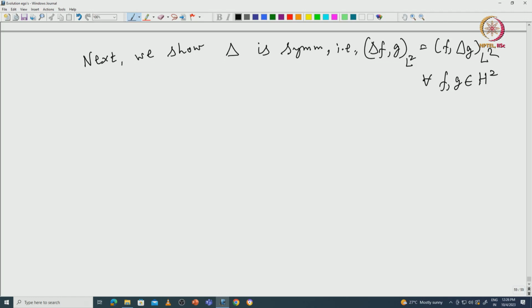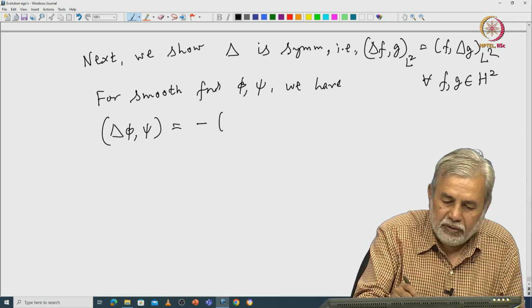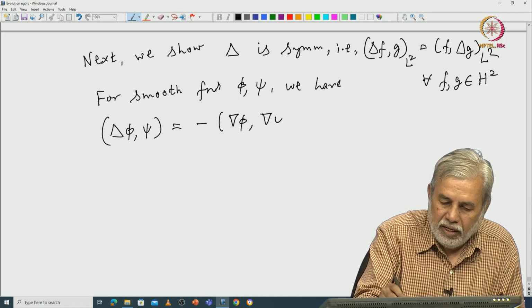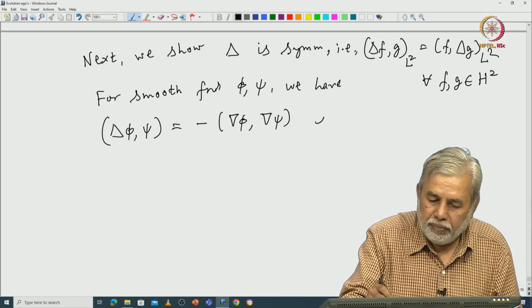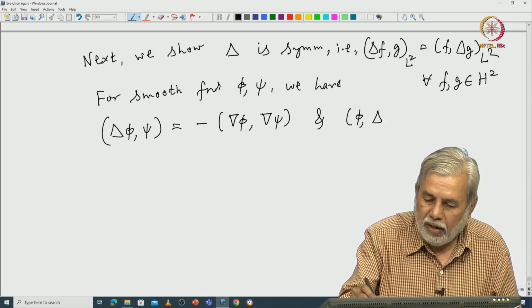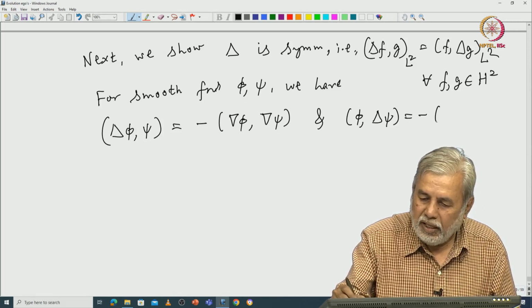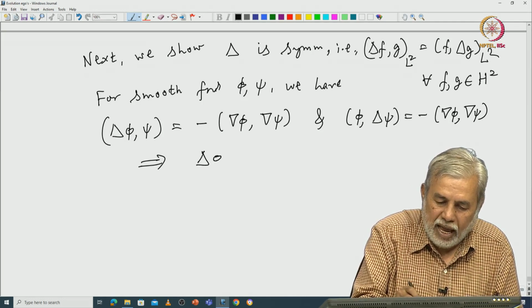So again you begin with smooth functions, because that's how we generally do. For smooth functions we can integrate by parts and there are no boundary terms. For smooth functions phi and psi, when I say smooth, they are C infinity, we have the inner product of Laplacian phi with psi equal to, integrating by parts, minus the inner product of gradient phi with gradient psi. And similarly phi with Laplacian psi is minus the same thing. So for smooth functions we have this relation.